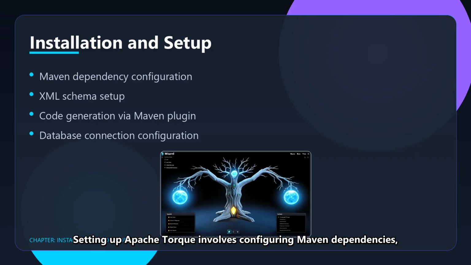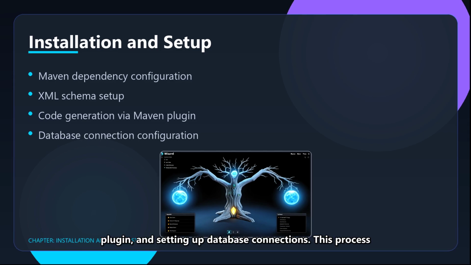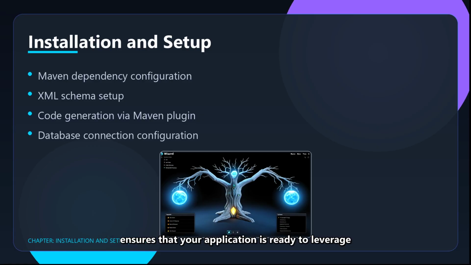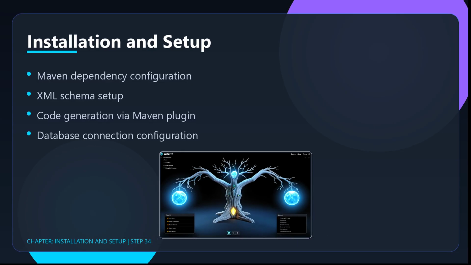Setting up Apache Torque involves configuring Maven dependencies, defining your XML schema, running the code generation plugin, and setting up database connections. This process ensures that your application is ready to leverage Torque's ORM capabilities from the ground up.